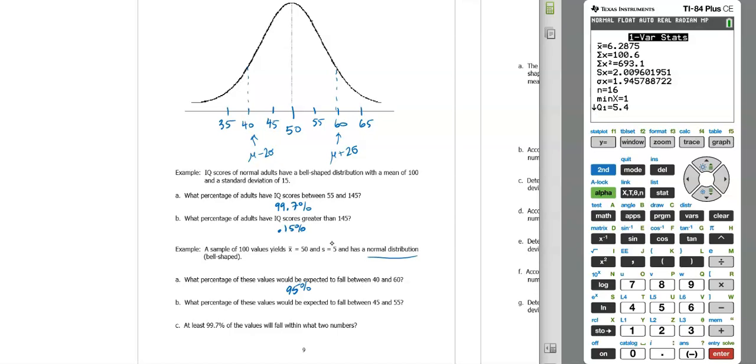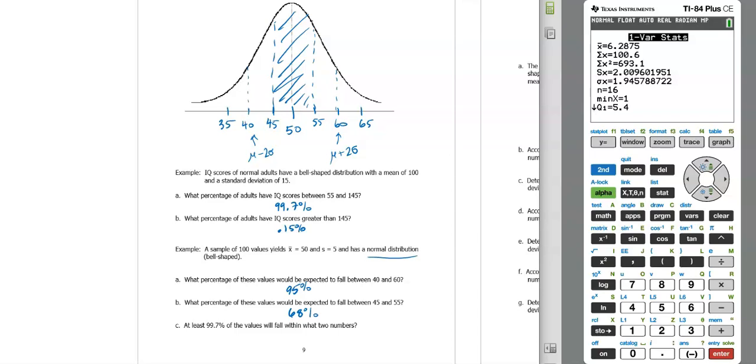And what about this question? This is going to be still just using the empirical rule. What percentage of these values would we expect to fall between 45 and 55? So now we're getting a little bit closer to the mean, but it still is by an increment of standard deviations. It's within 1 standard deviation of the mean. So we're getting this middle group that is within 1 standard deviation of the mean. By the empirical rule, that should be 68%.